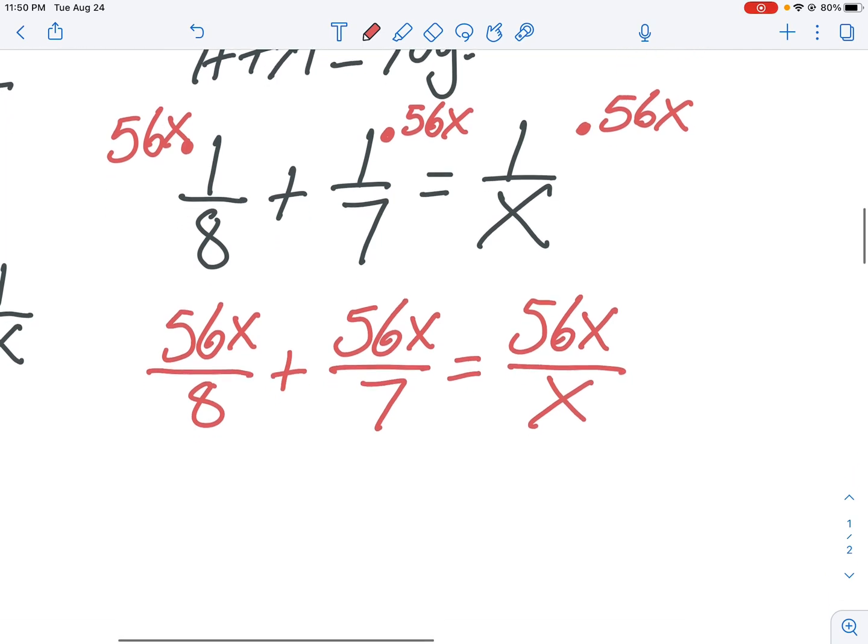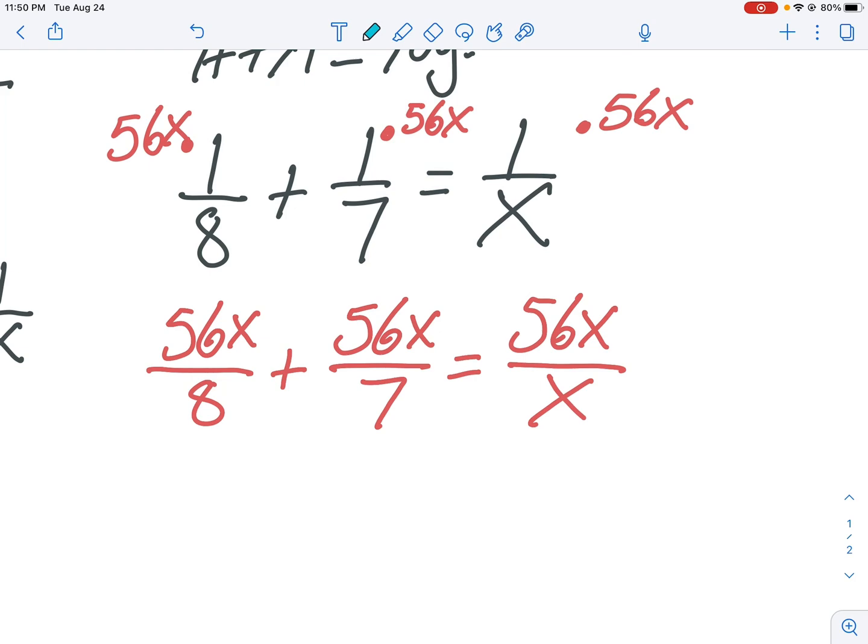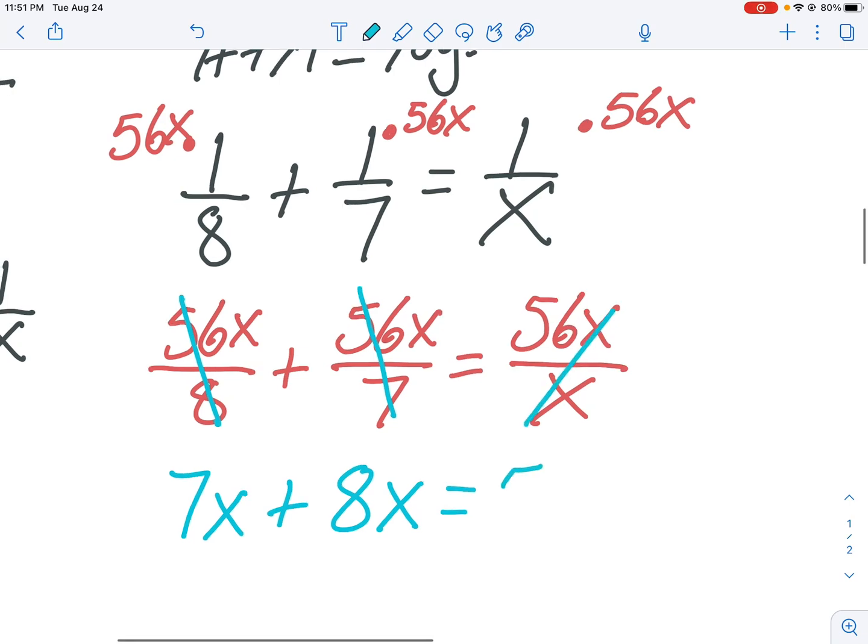Now, the reason we do that is we set it up so we do some cancellation here. 56 divided by 8, everybody, is 7. So I bring down x plus 56 divided by 7, everybody, is 8. And I bring down x. And look what cancels here. This x cancels with this x right here. Boom, just like that. And I bring down 56.